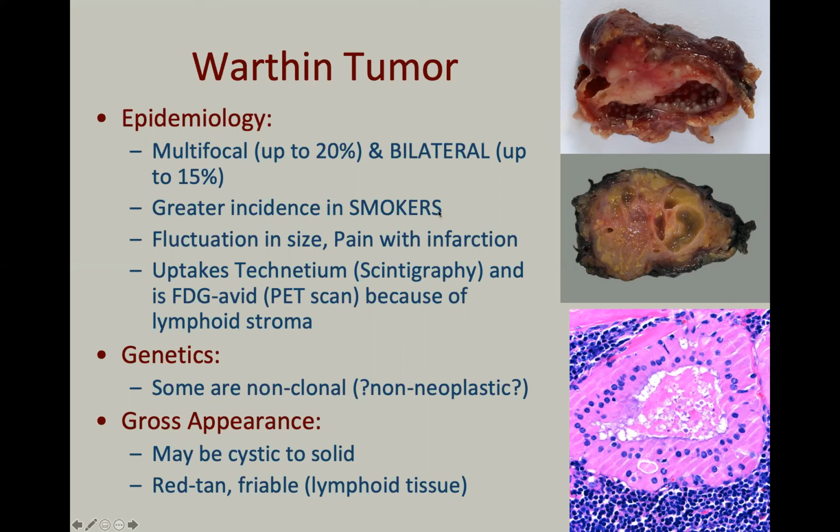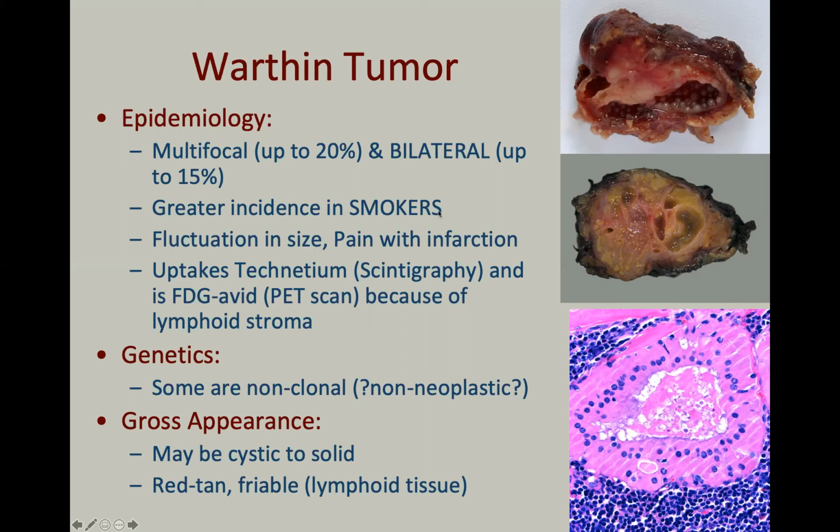So here's what it looks like. Again, on low power, you can draw a line at the edge, very circumscribed. It's composed both, as I said, of this background of very dense blue lymphoid stroma and these small and large cystic spaces. The cystic spaces are lined by this pink epithelium, which is, as we call, oncocytic.